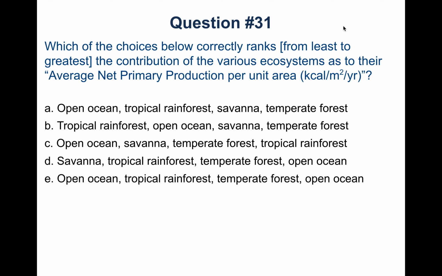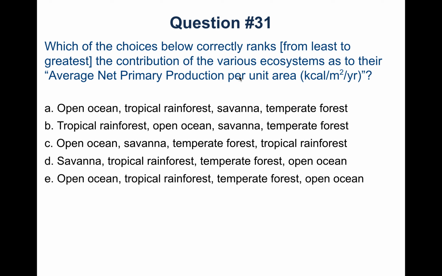So you're thinking about least to greatest, and if it was just least to greatest primary production per year, then the pelagic zone, the open ocean, would actually be the greatest. However, when you break it up into unit area, that open ocean pelagic zone is so vast that it knocks it down.